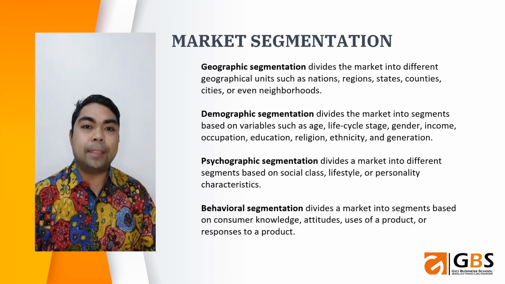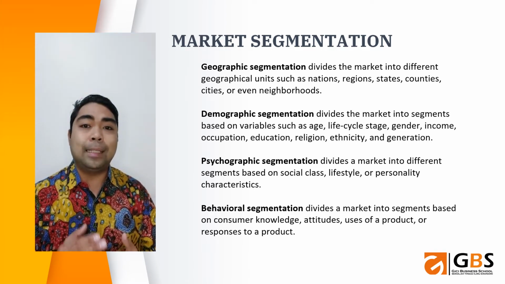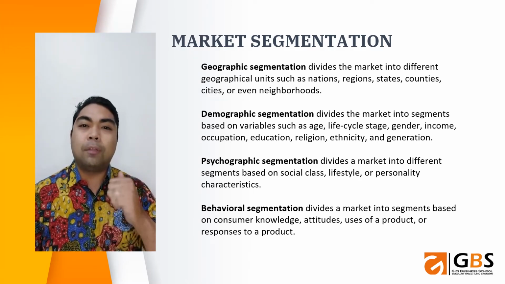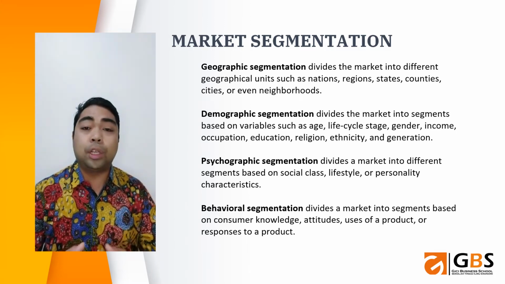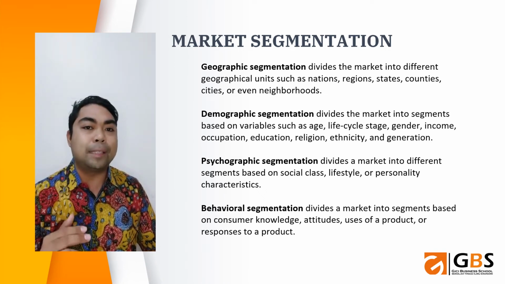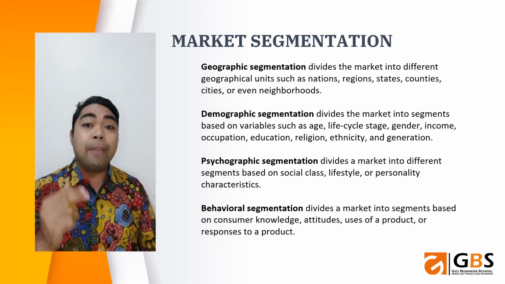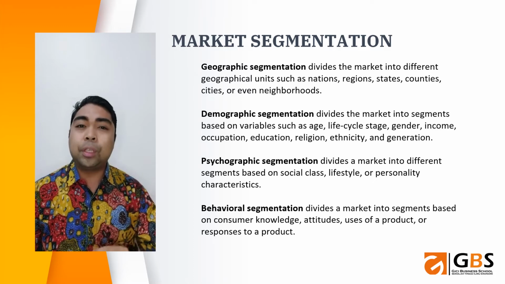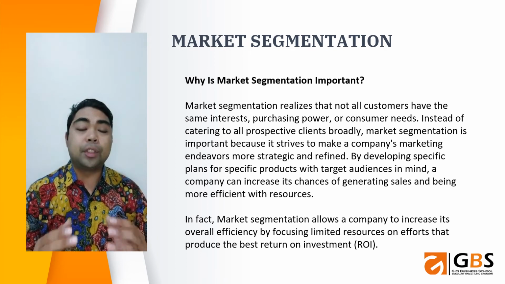Geographic segmentation divides the market into different geographical units such as nations, regions, states, countries, cities, and even neighborhoods. Demographic segmentation divides the market into segments based on variables such as age, life cycle stage, gender, income, occupation, education, religion, ethnicity, and generation. Psychographic segmentation divides the market into different segments based on social class, life cycle, or personality characteristics, while behavioral segmentation divides the market into segments based on consumer knowledge, attitudes, uses of products, or responses to a product.